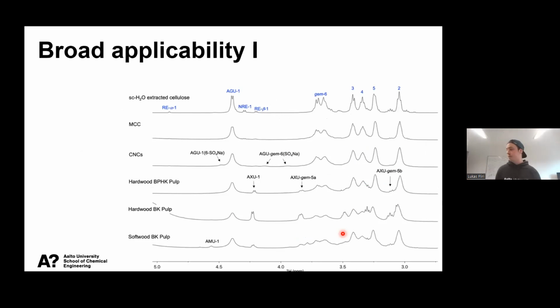And then I want to highlight the broad applicability of this NMR protocol, or of this NMR electrolyte. Here you can see different cellulosic materials where this electrolyte was successfully used to investigate them. On the top, you can see low molecular weight celluloses, like the low DP model substance. We saw the HSQC spectra, or microcrystalline cellulose or sulfated CNCs.